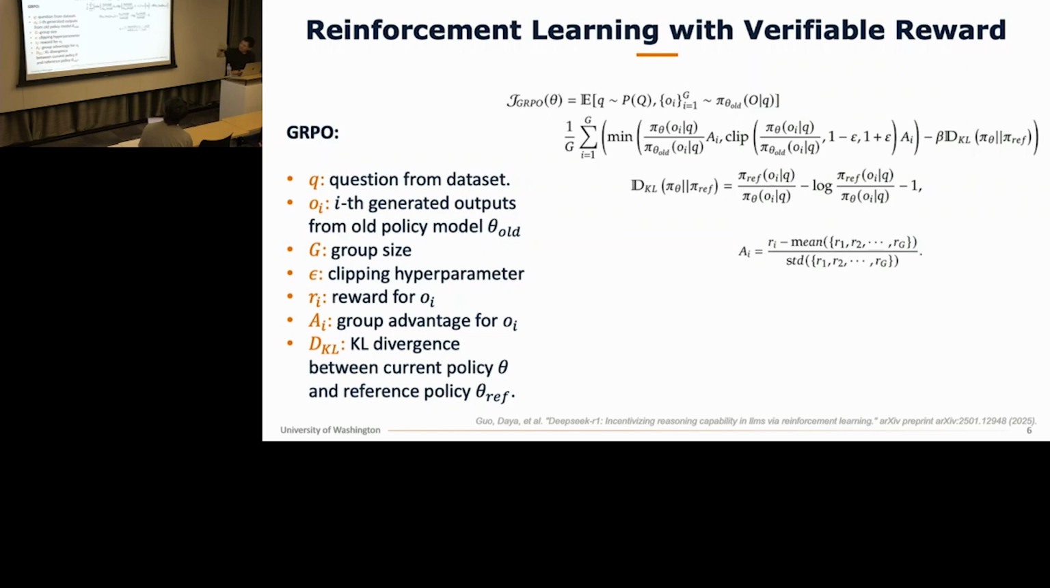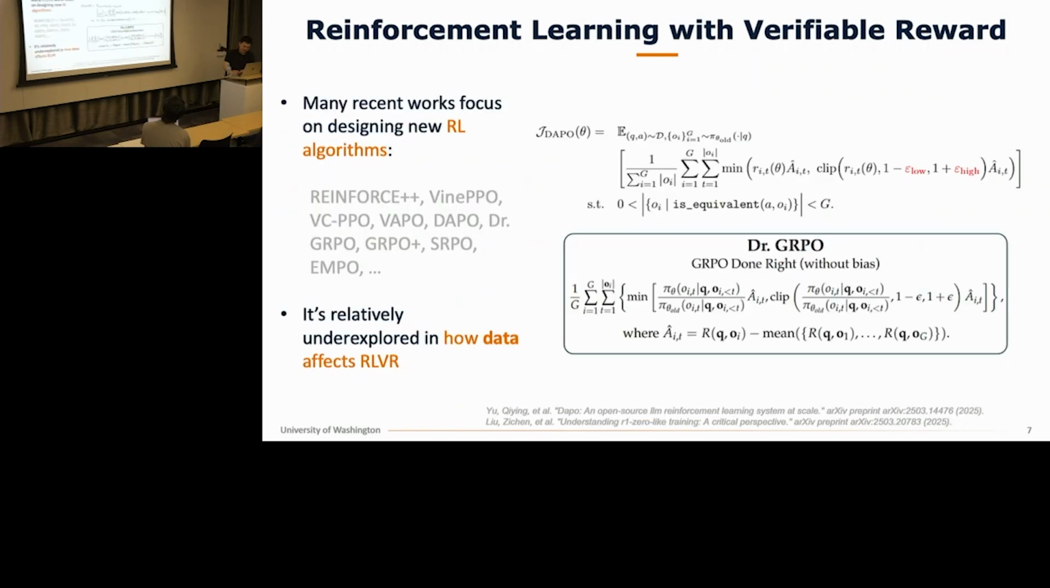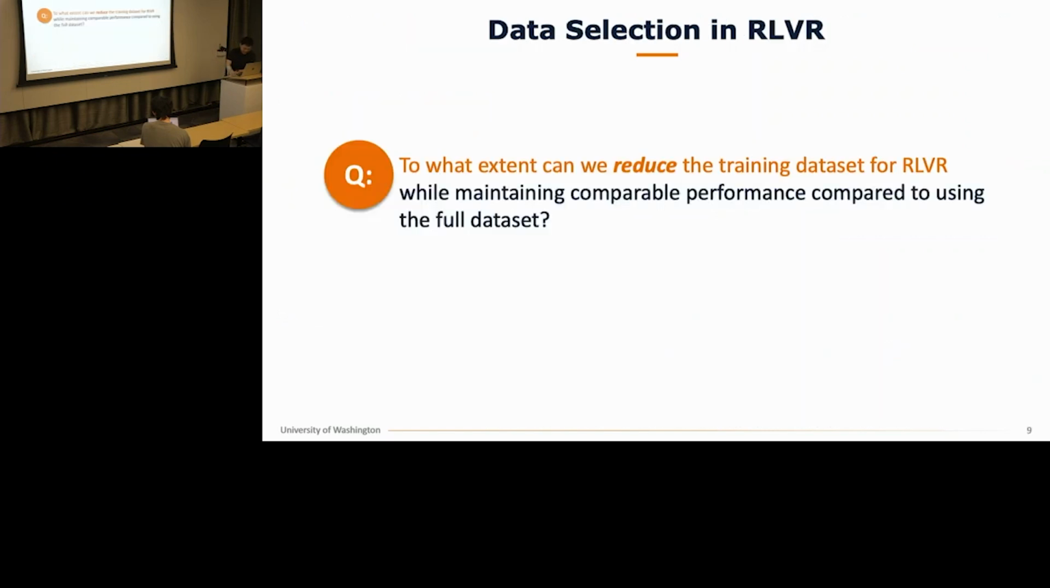All right, so after DeepSeek and the GRPO paper, there is a long line of follow-up work trying to improve the algorithm. You can see here there's Dr. GRPO, REINFORCE++, DAPO, and so on. That's not our focus today. Here we focus on how data affects the reinforcement learning with verifiable reward paradigm. This is the question I want to answer.